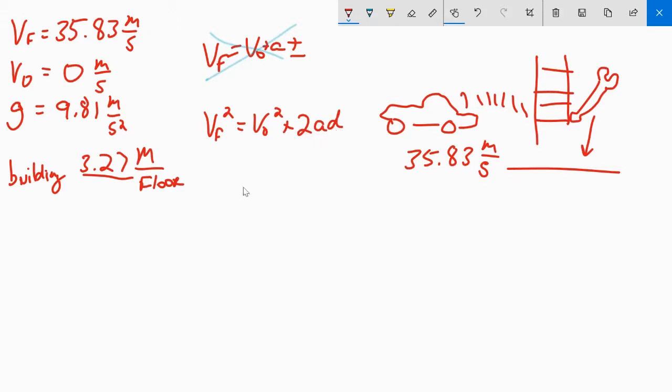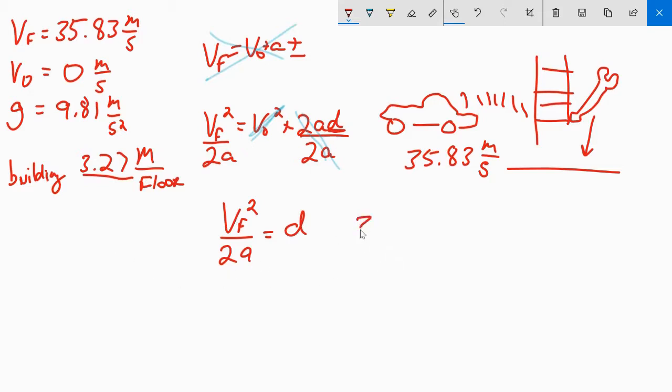Well, let's do a little bit of algebra, because we want to isolate and come up with the distance the wrench fell. Once we know the distance, we can figure out which floor it came from. Well, we know VO is going to be 0, so really we can just cancel that out. And we have 2AD. Well, if we divide by 2A on both sides, that's going to isolate D. So we're going to end up with VF squared over 2A equals D. We know VF, we know A, and 2 is just a number, so we can throw that in there.